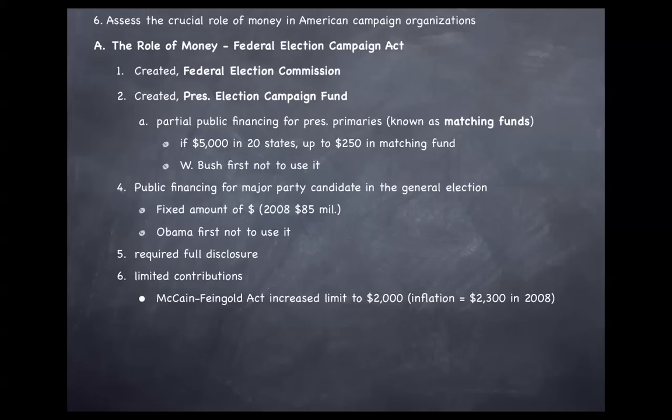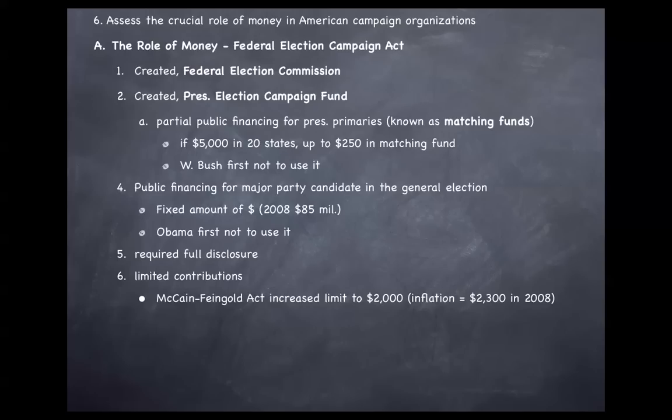George W. Bush is the first person not to use these matching funds during the primary caucus season, because he was able to raise more than that. Once you do take the matching funds, you're kind of limited in how much you can raise.